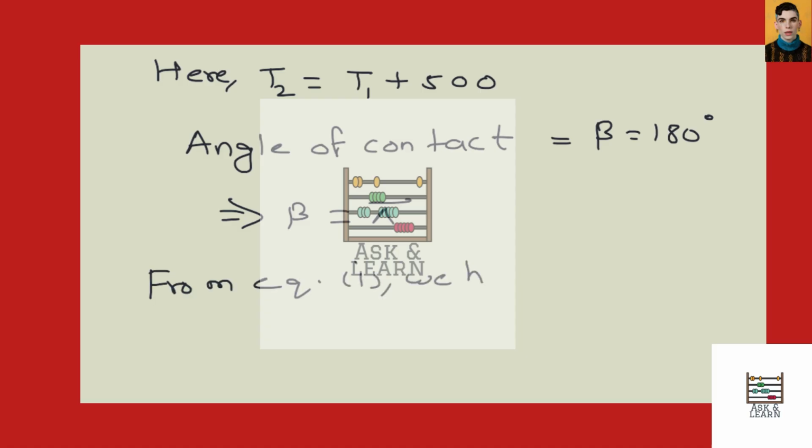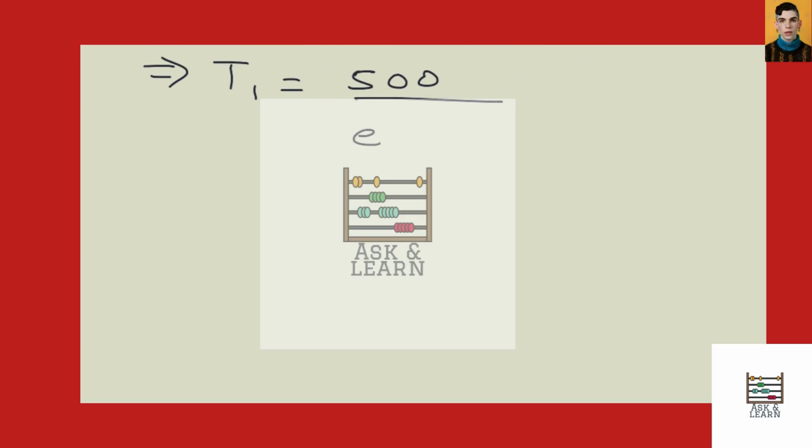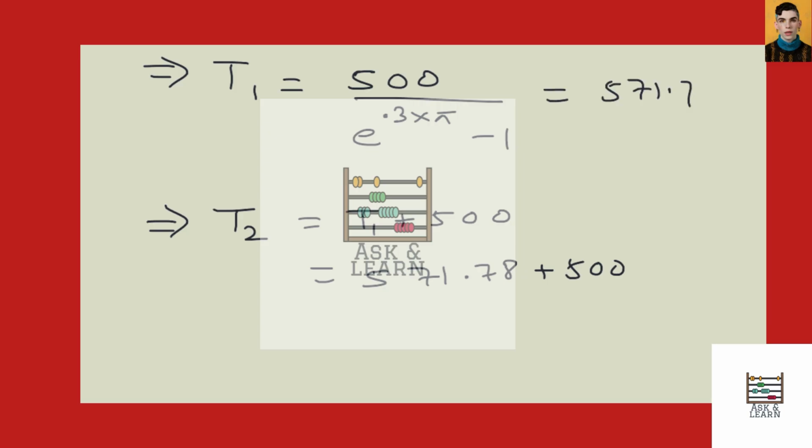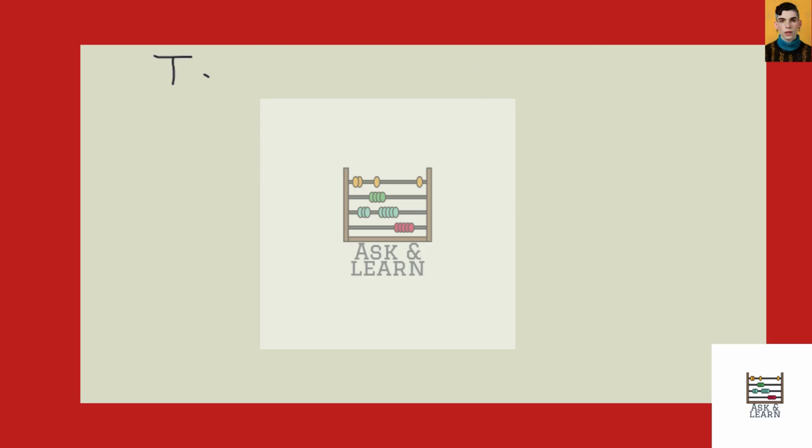From equation 1 we have T1 plus 500 is equal to T1 e to the power 0.2 into pi. On solving further, we can write it as T1 is equal to 500 by e to the power 0.2 into pi minus 1. So T2 is equal to T1 plus 500 is equal to 571.78 plus 500, and T1 is 571.78 Newton. So on calculating we get T2 is equal to 1071.78.